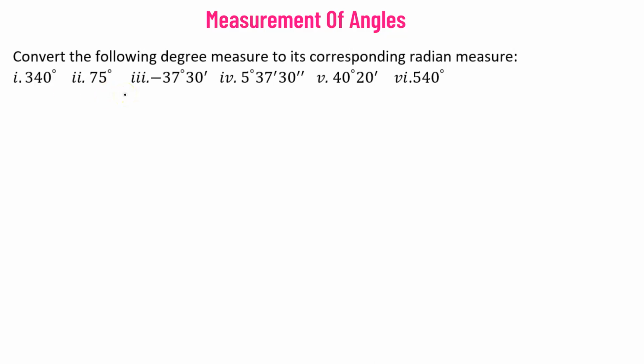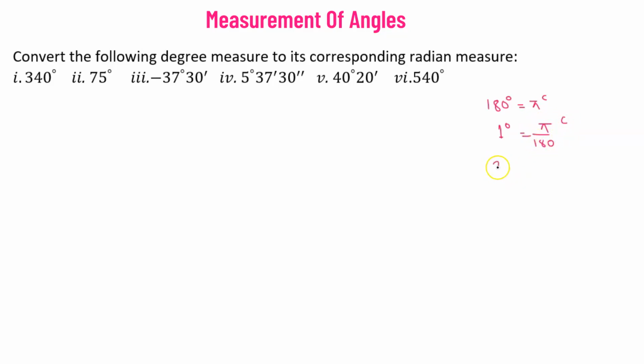So here we need to convert the following degree measures to their corresponding radian measures. Let us begin. Before beginning, let me state that we know that 180 degrees is equivalent to pi radians. So 1 degree will be equivalent to pi over 180 radians.